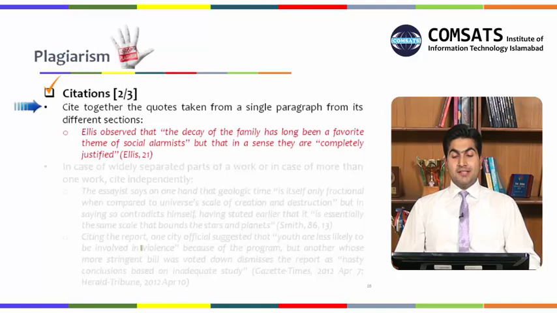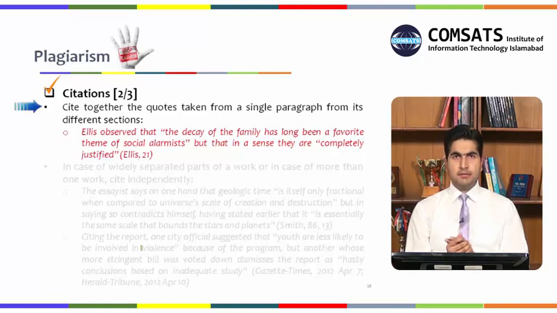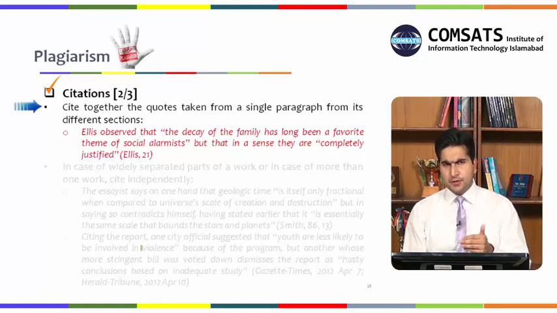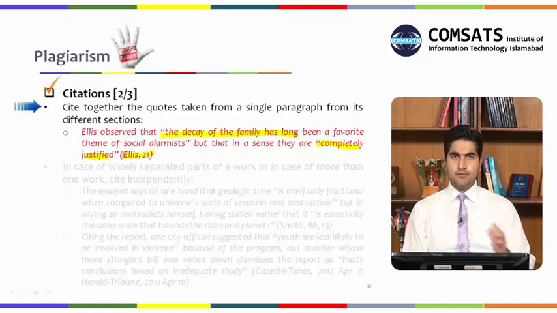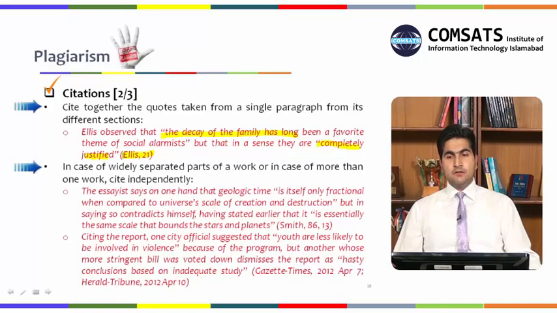Cite together the quotes taken from a single paragraph from its different sections. So if you have a big paragraph and you have taken points from two different sections, let's suppose one being a topic sentence, first any phrase from a topic sentence, and then any second or third supporting detail, and from that detail you have extracted another phrase. So when you are pointing them out, just the way Alice points out the decay of family and alongside completely justified. As these have been taken from a single paragraph, there is a single reference for that citation. In case of widely separated parts of a work, or in case of more than one work, cite them independently.